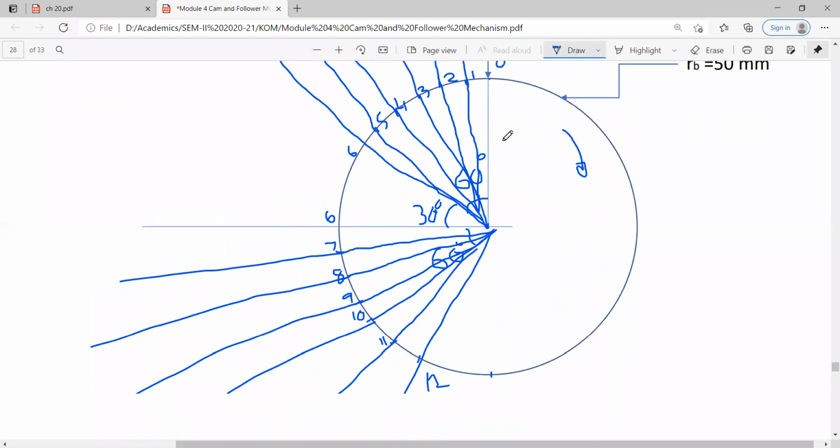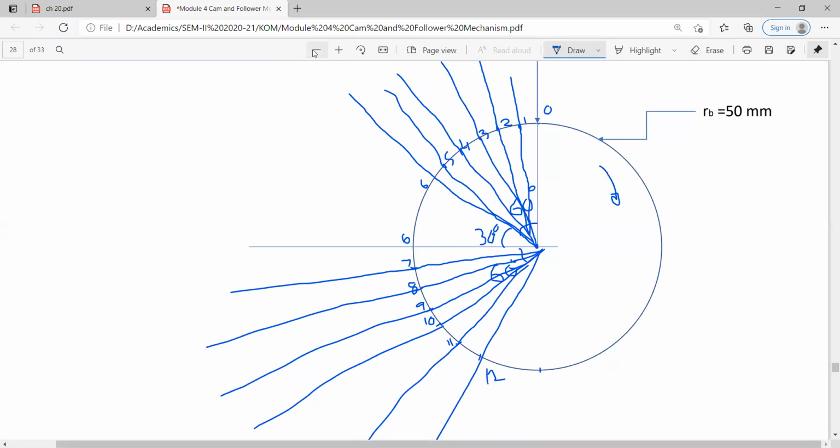Getting it? How I drew this line? I have divided the angle of rise into 6 parts, and joined it from this point. As it was 60 degree, each part will be of 10 degree. This is 10, 10, 10. In the same way, the angle of return was also 60 degree. So I divided each part into 10 degree like this. Okay. So in this way you have to divide. You do it and let me know if you are done. Then I will show you the process further.